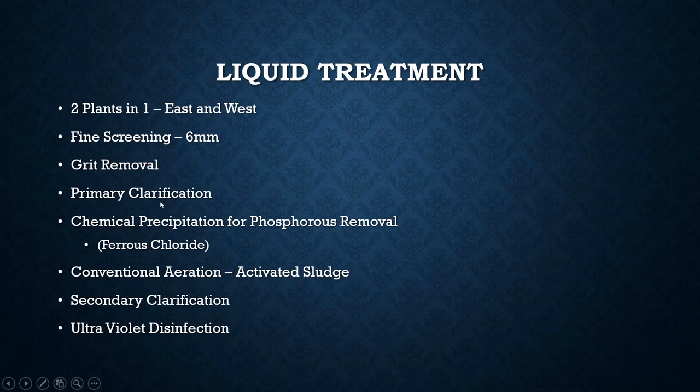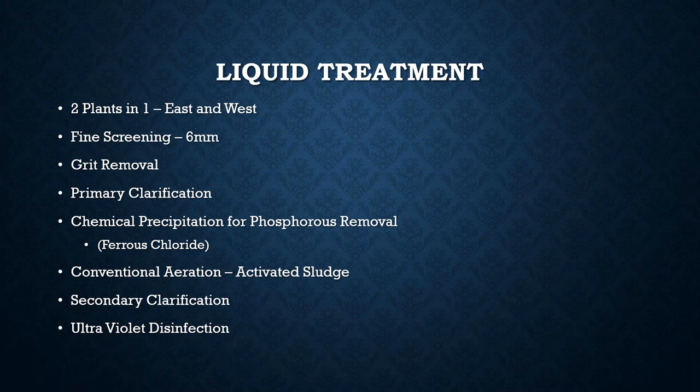After grit removal, we do primary clarification on both sides. That's just primary settling, letting the heavy solids fall to the bottom. That sludge at the bottom of the tank, primary sludge, is then sent to our feedstock tank, which we'll see a little bit about here in a minute. We use chemical precipitation for phosphorus removal. We currently use ferrous chloride for that. It binds with the phosphorus and precipitates it out and falls to the bottom of the tanks.